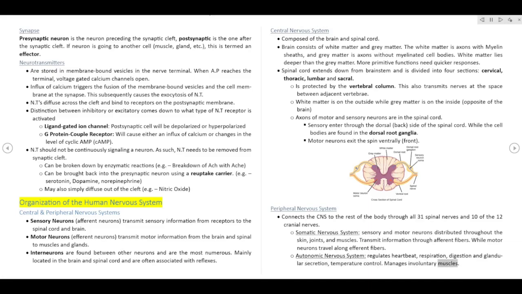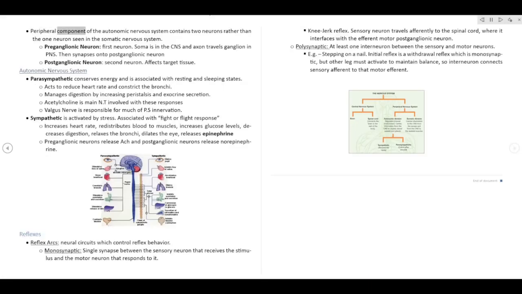It manages involuntary muscles. The peripheral component of the autonomic nervous system contains 2 neurons rather than the 1 neuron seen in the somatic nervous system. Preganglionic neuron, first neuron: the soma is in the CNS and the axon travels to a ganglion in the PNS, then synapses onto the postganglionic neuron. Postganglionic neuron, second neuron: affects the target tissue.